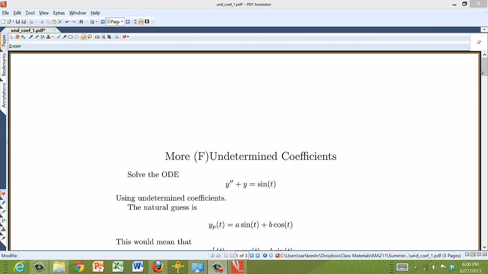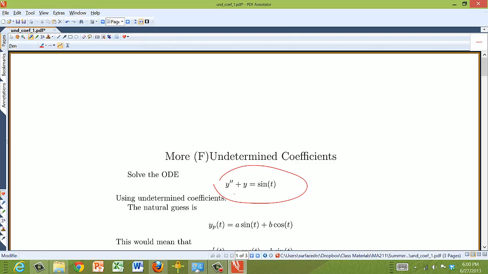Let's continue talking about undetermined coefficients. We're just going to talk about a little nuance that can happen when you're trying undetermined coefficients. So let's suppose that we wanted to solve the ODE y double prime plus y equals sine t.